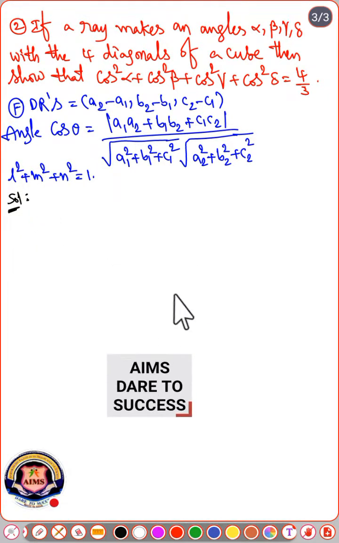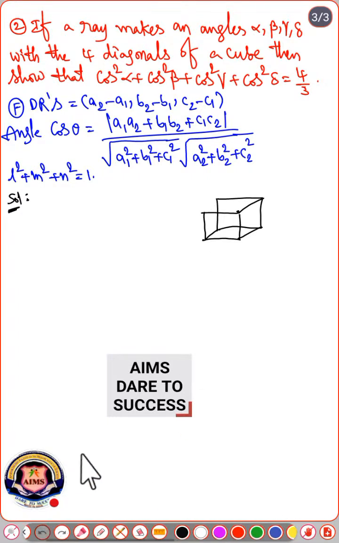Solution. First of all we can draw the diagram like the previous question. Okay, my dears, this is a square. From the middle of the point you can draw one more square. After that, join the sides like this. Okay, we got a cube.